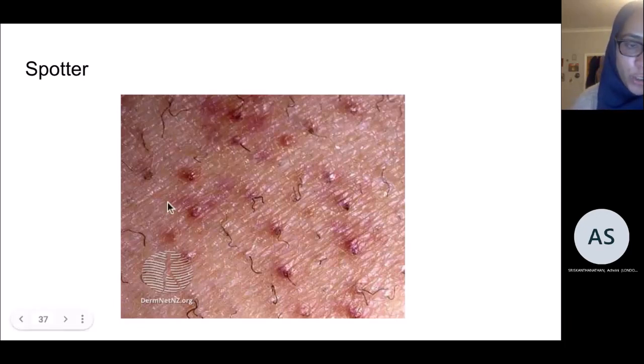So this is a picture of someone who has poor diet and gingivitis. That's the only hint I'm giving.